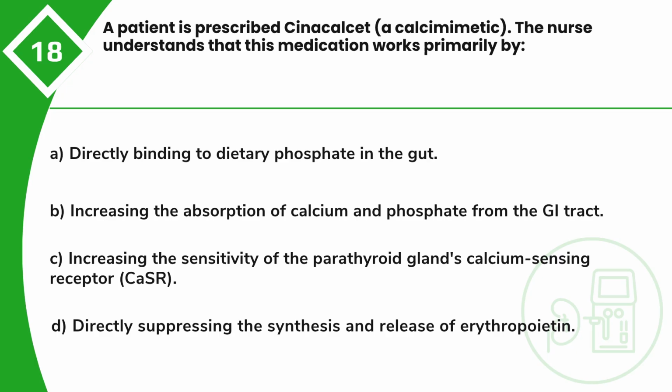The nurse understands that this medication works primarily by A. Directly binding to dietary phosphate in the gut. B. Increasing the absorption of calcium and phosphate from the GI tract. C. Increasing the sensitivity of the parathyroid gland's calcium-sensing receptor, CSR. D. Directly suppressing the synthesis and release of erythropoietin.